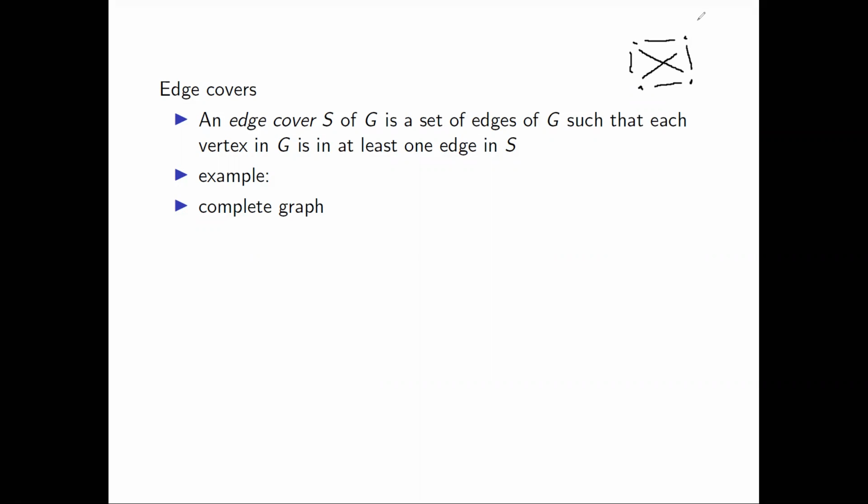So if we want an edge cover, we want every vertex to be in at least one edge in here. Then here's an edge cover, for example. This is an edge cover because all the vertices are in at least one edge, because this one is in this one, and those two over there are in the other one.